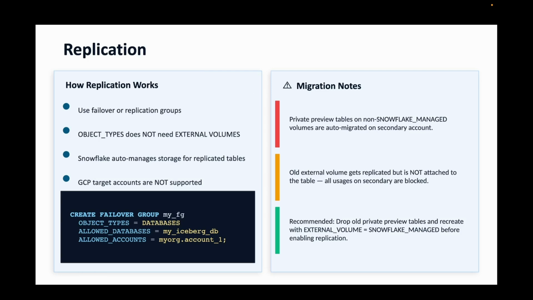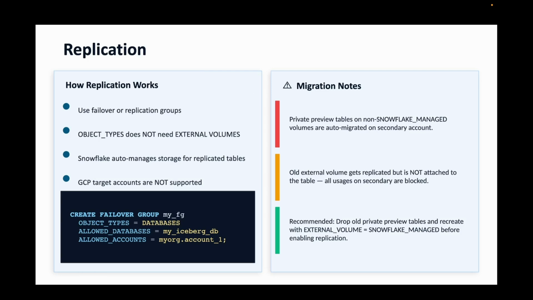Replication, very important for BCDR. How does replication work? You can create failover or replication groups and object types. You do not need external volumes because it is a Snowflake managed volume, and Snowflake auto-manages the storage for replicated tables. GCP accounts are not supported at this moment.